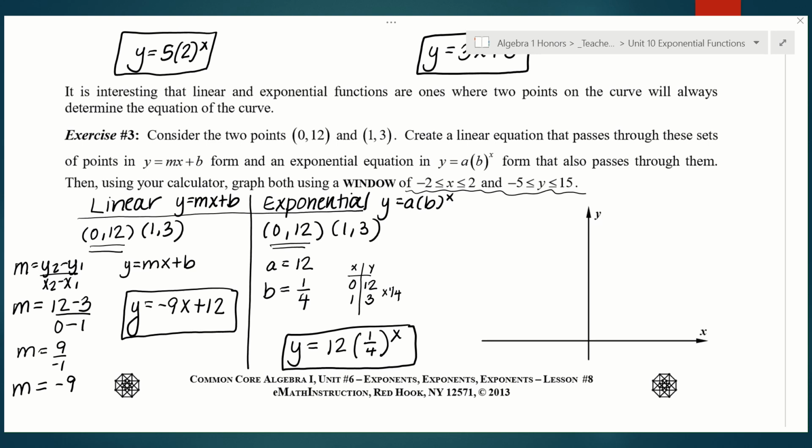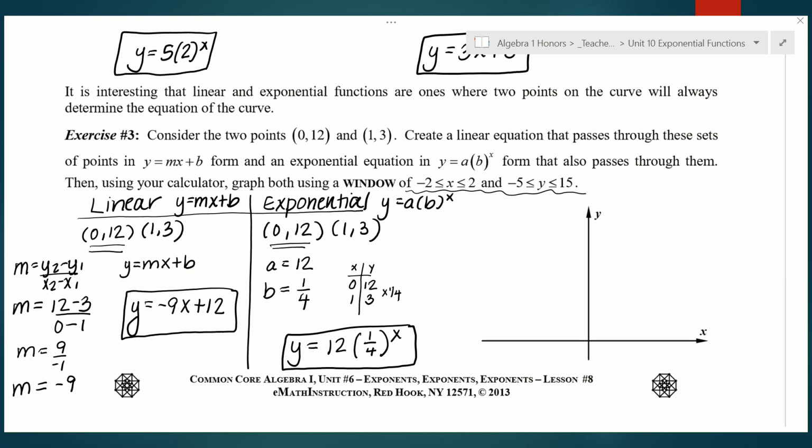And then you're going to hit tab so that you can get another function in. And you're going to type in 12 times, and you could do 0.25 to the x power. So use your little caret key, and then the x. Or if you want to put the 1/4, that's fine too. And then press enter. Before we go any further, let's go back in and change the window to what they're saying it needs to be.